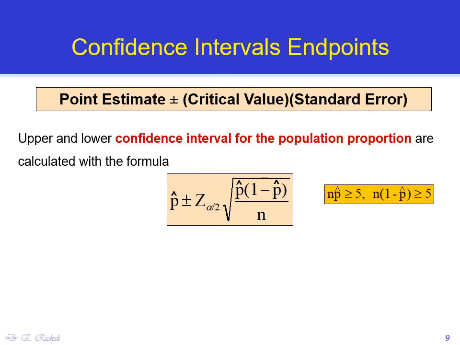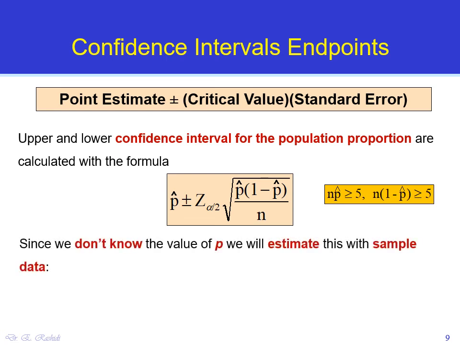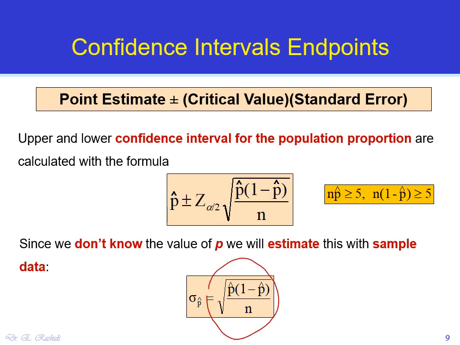And of course, before we do that, we need to check whether this condition holds true. That means that we can use the Z distribution here. So this is a precondition. Assume that it holds true. Since we do not know the value of P, we will estimate this with sample data. This is here. So instead of using P, we use P hat here because we don't know P. So this is the standard error here, which we use here. And this is the critical value.